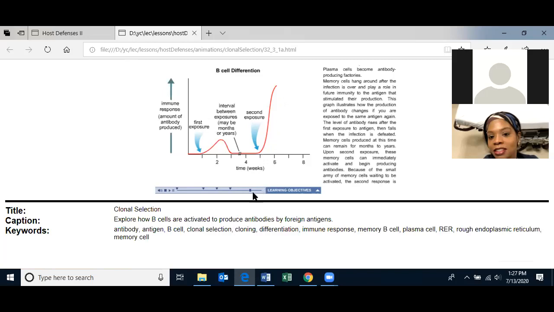And as you can see, that response is much greater the second time than the first time, meaning we get many more antibodies produced. And that keeps the pathogen from causing disease the second time. And this is the entire point of a vaccine.